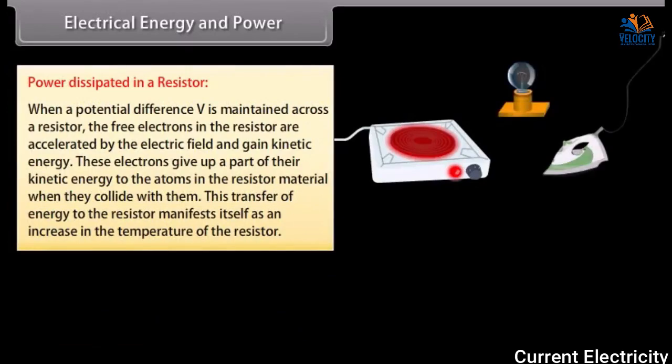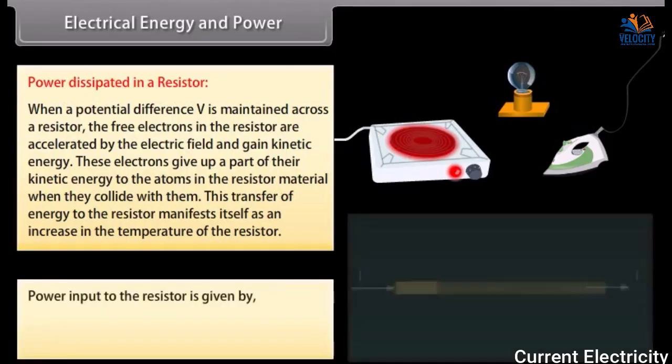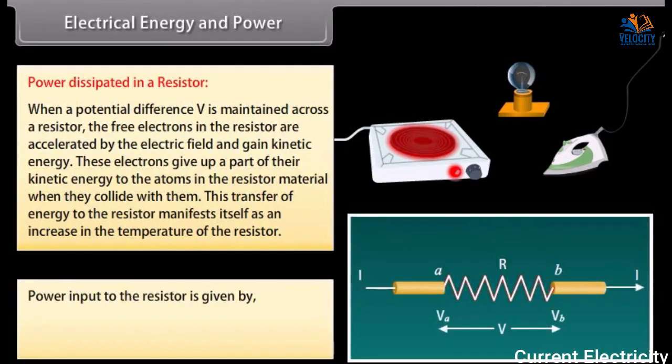When a potential difference V is maintained across a resistor, the free electrons in the resistor are accelerated by the electric field and gain kinetic energy. These electrons give up a part of their kinetic energy to the atoms in the resistor material when they collide with them. This transfer of energy to the resistor manifests itself as an increase in the temperature of the resistor. Power input to the resistor is given by P = VI = I squared R = V squared divided by R.